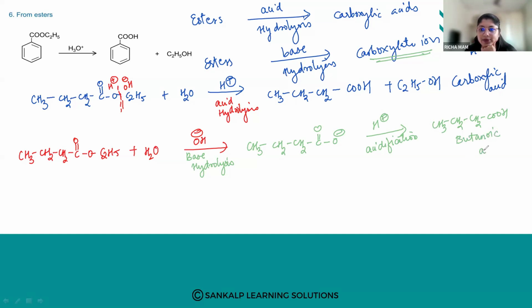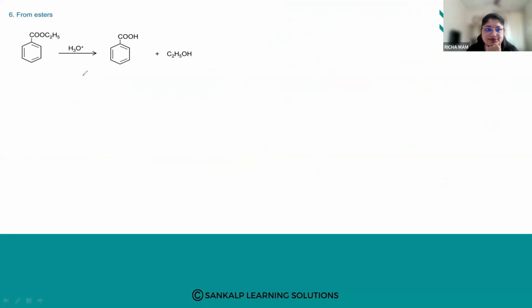I'm going to get butanoic acid, plus here I'm going to get C2H5 plus, so OH minus will attack and you're going to get C2H5OH, so ethanol. This is the product. So with base hydrolysis, first you are going to get a carboxylate ion. This carboxylate ion, on further acidification, you are going to get the respective acid. Is it clear?